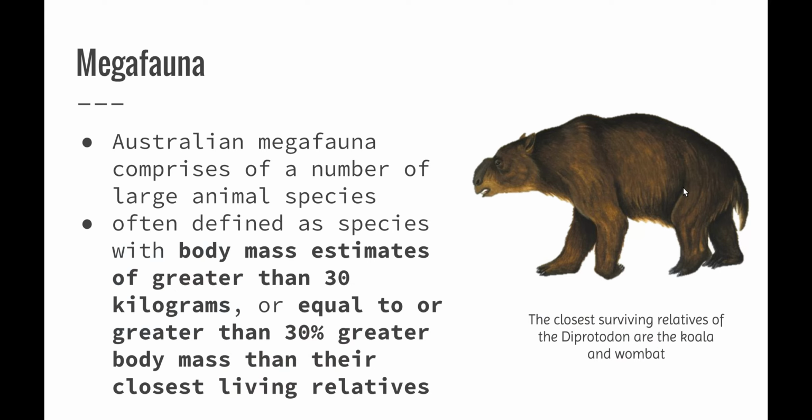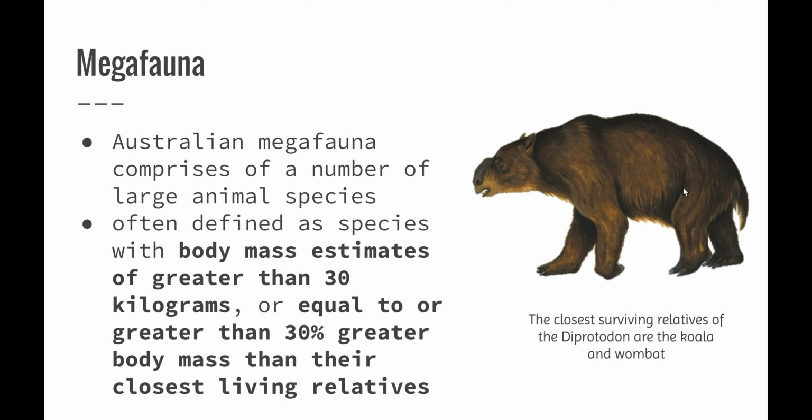So what is megafauna? Australian megafauna comprises a number of large animal species. As we can see from the picture here, this is an example of the diprotodon, and I apologise for my pronunciation of these animals, as they're probably way off. The closest surviving relatives of this animal are the koala and the wombat. This diprotodon was roughly the size of a car, with very similar features to the wombat in body shape, and also very similar to the koala in its face.